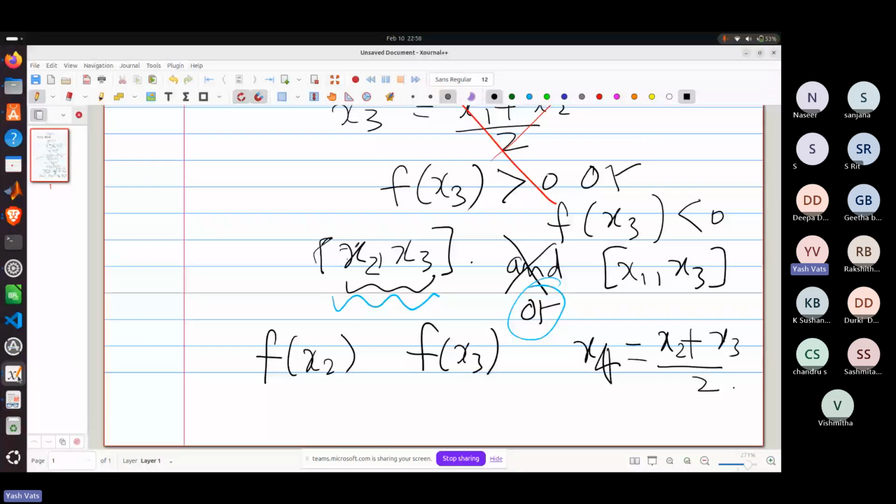And you do the similar process until the difference between xn plus 1 and xn is less than some kind of tolerance value like 10 to the power minus 5, whatever. So they are much closer to each other. And once they are closer, then you say that xn is the solution of fx equals 0. That's it. That's all done.